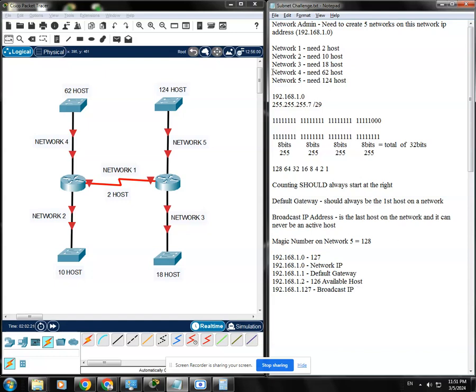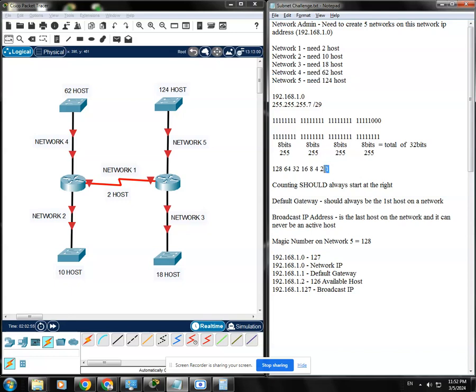So we need to work on this network 4. We need to have 62 hosts, and we need to add an additional 2 hosts, because same as on this 124, the network admin did not specify the network IP address and broadcast IP address. So just to be safe, I need to add an additional 2 to the 62. Let's make it 64.